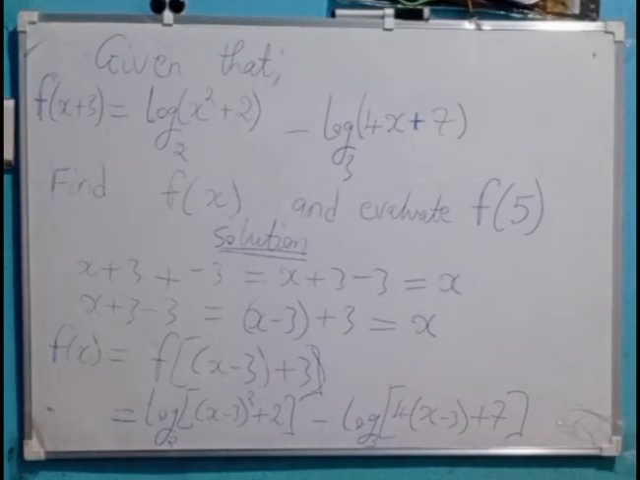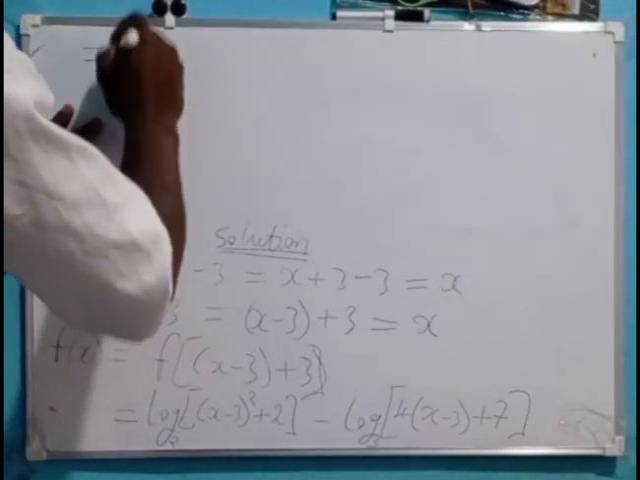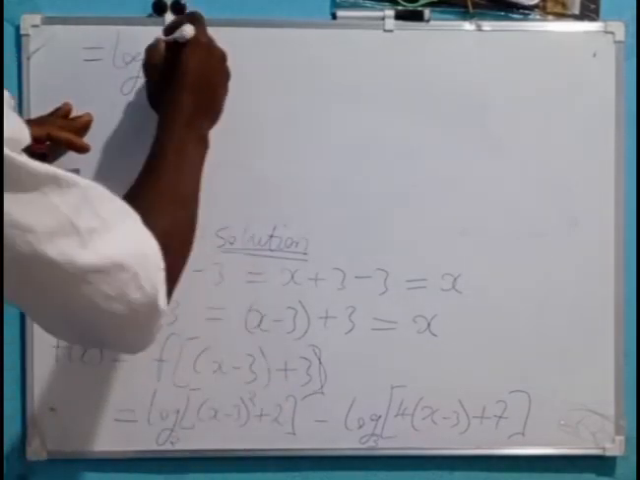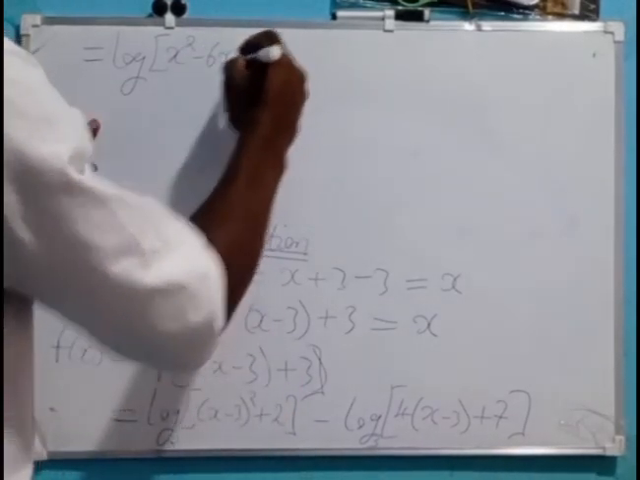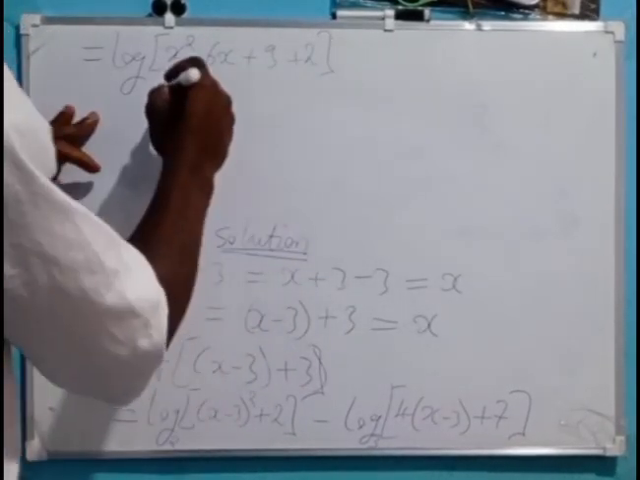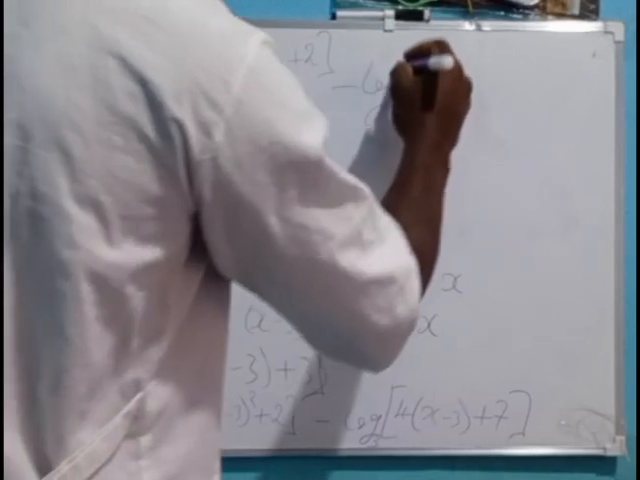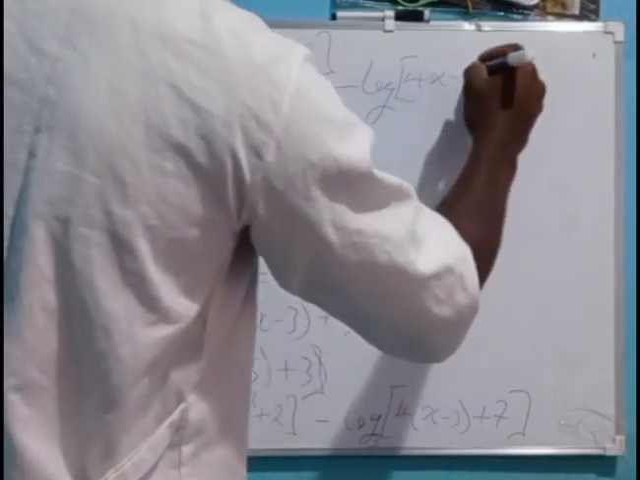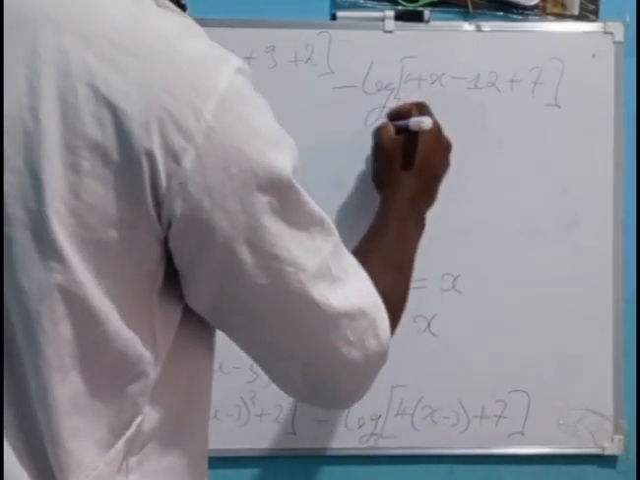Next, we have to expand the brackets and simplify. This will simply be equal to the log of, expanding x minus 3 squared, this will give us x squared, 2 times x times negative 3 is minus 6x, plus negative 3 squared gives us 9, plus 2, to the base 2, minus the log of 4 times x gives us 4x, 4 times negative 3 gives us negative 12, plus 7, to the base 3.